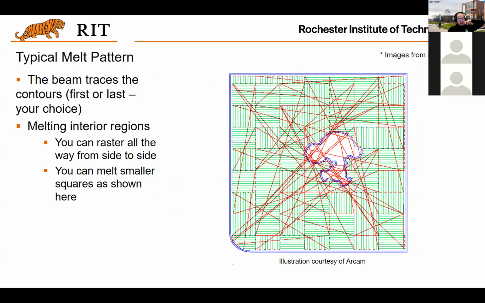Also some scan patterns, right? As you can see here, the beam traces the contour, and it will also melt the interior region as well. And you can raster all the way from side to side, and you can melt smaller squares as shown here. So these are some of the patterns the beam could travel.